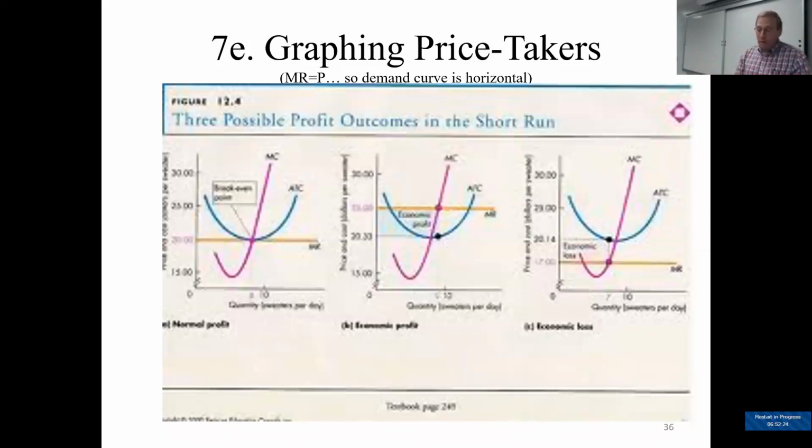Good question. So one of the first things that you're going to need to determine in your business, are you a price taker or are you a price searcher? Okay. So I'm going to leave these graphs for now.